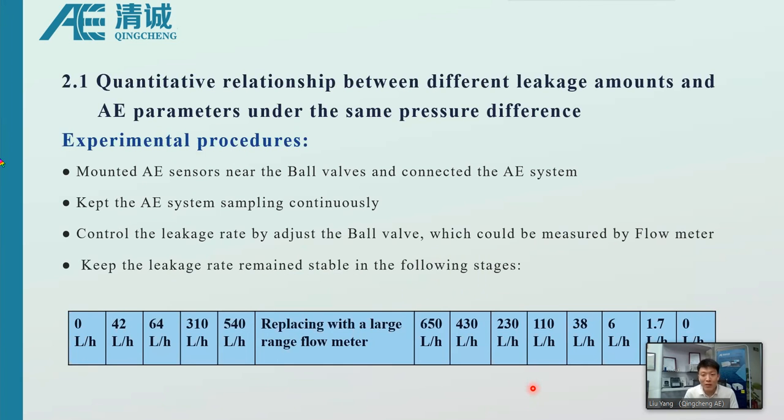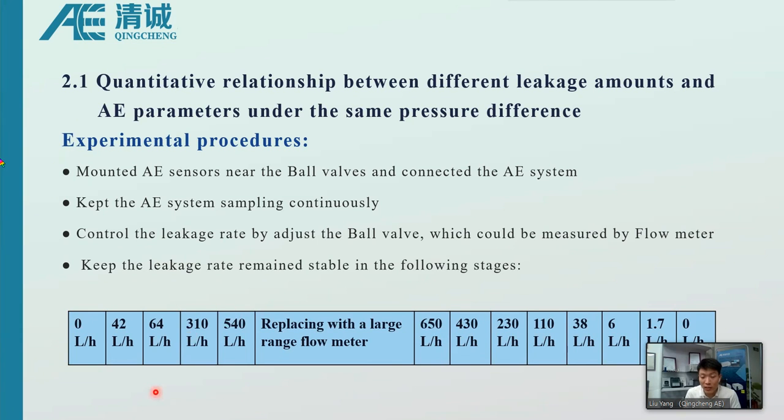Then the first experiment is the quantitative relationship between different leakage amounts and AE parameters at the same pressure difference. It's a little bit long, but it's not difficult to understand. The procedure is, first, we mounted AE sensors near the ball valve and connected the AE system, and kept the AE system sampling continuously. We controlled the leakage rate by adjusting the ball valve, which could be measured by the flow meter, and kept the leakage rate stable in the following stages.